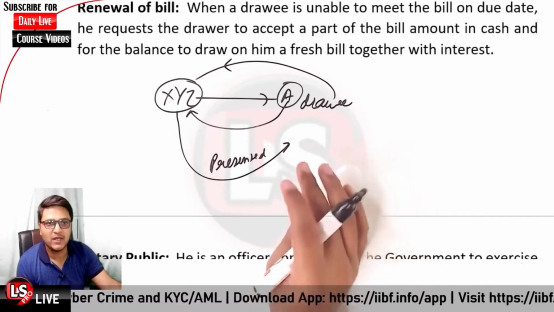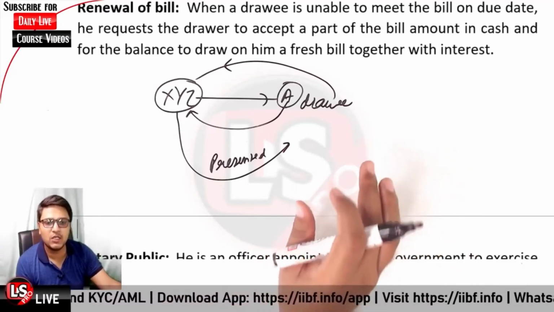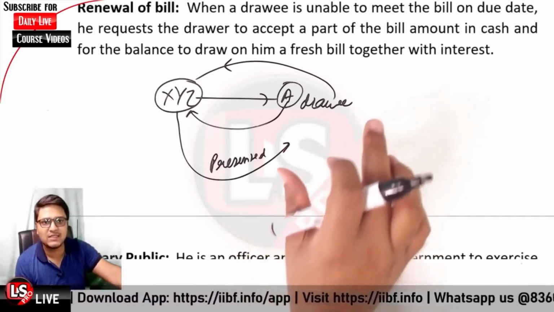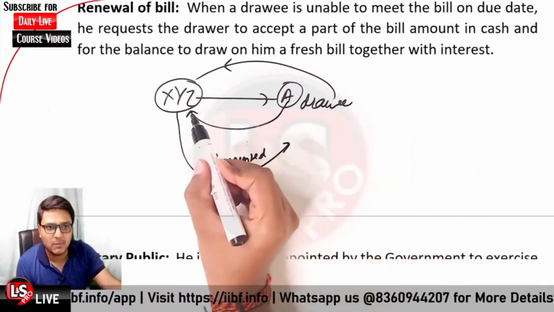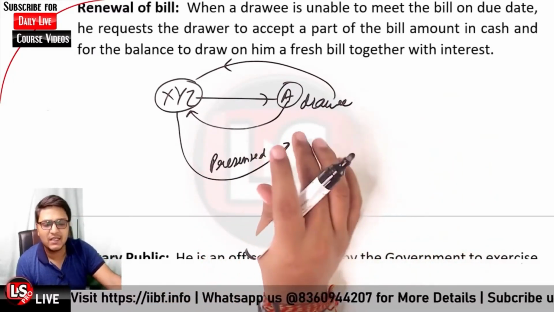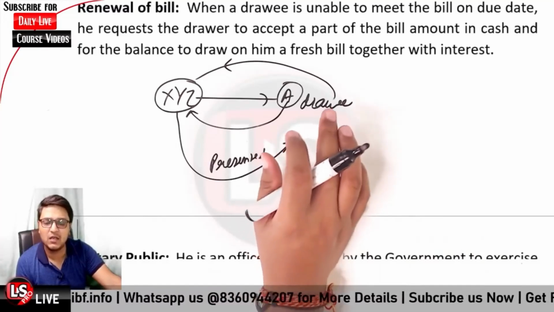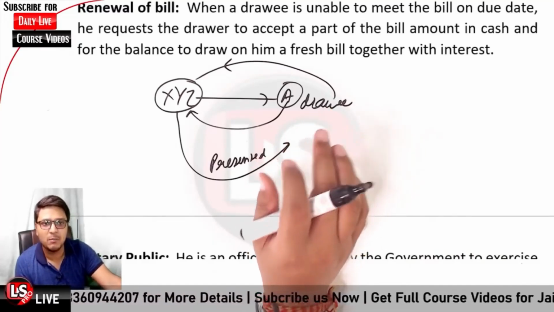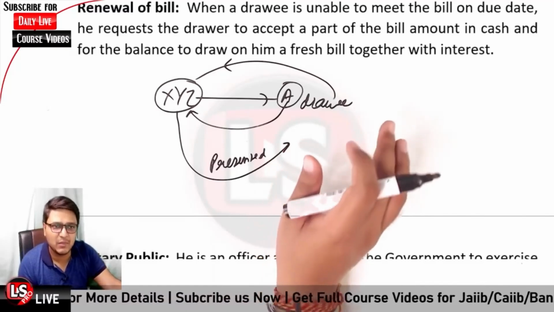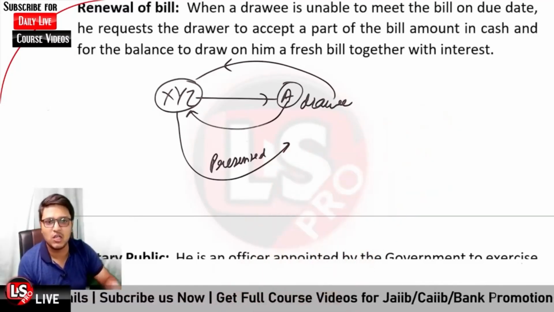So when a drawee is unable to meet the bill due date, he requests the drawer to accept a part of the bill payment. It may be the case that he has made a partial payment, or it may be the case that he says he will pay the rest of the payment or the full payment after a particular period, and a fresh bill is accepted by him. In that case, it is said to be the renewal of bill.